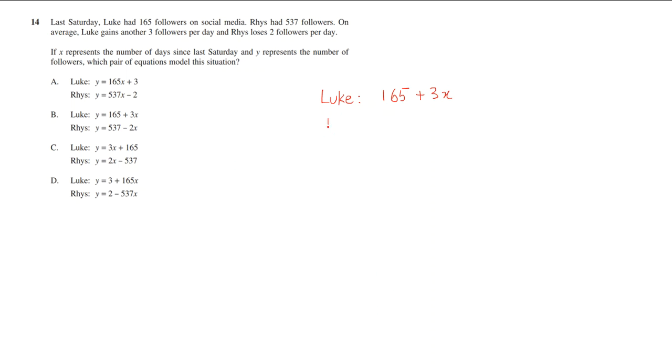whereas Riz is losing followers, right? So you will start off again by writing the starting point for Riz, which is 537 followers, and she's losing 2 followers every day. So you multiply 2 with x. So that would be your answer, which in this case is option B.